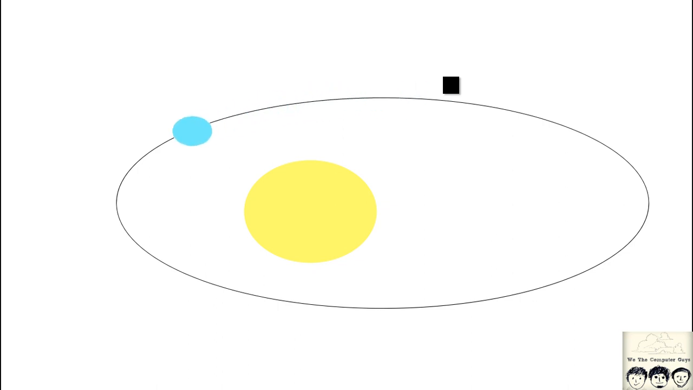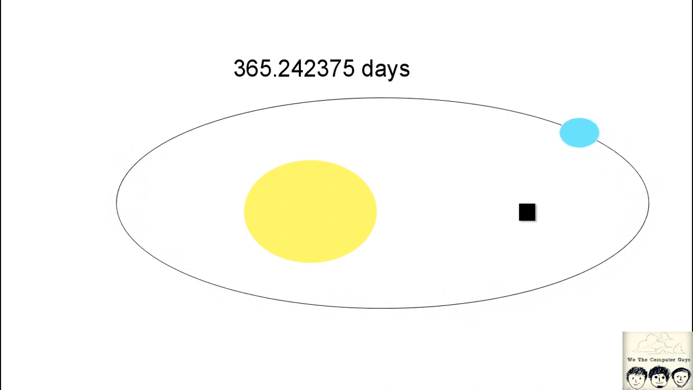This is the earth in blue color and the sun. The earth is revolving around the sun continuously, and the time taken to revolve around the sun is considered to be 1 year, right? For exactly one revolution around the sun, the earth takes 365.242375 days. This is the exact number, and you typically know that we have 365 days, right?